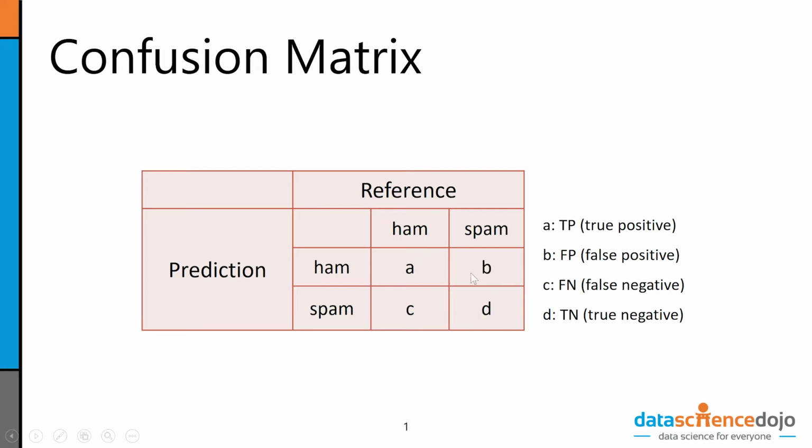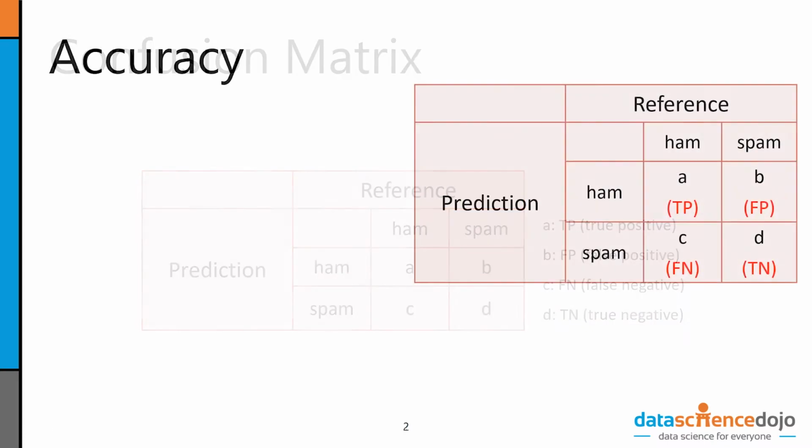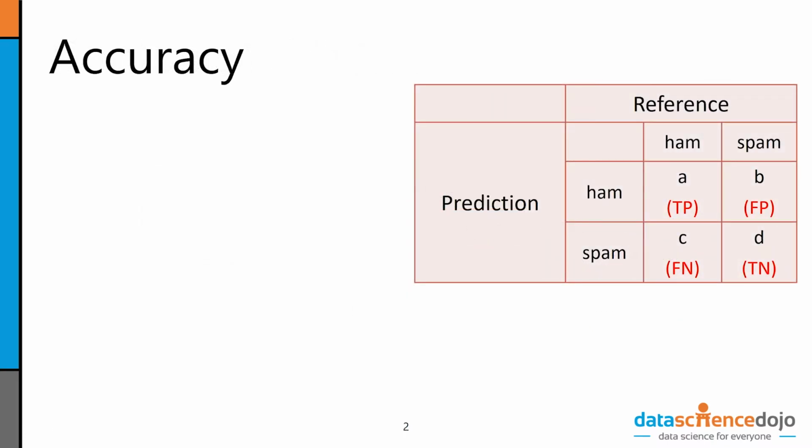This is the stuff I get correct. The stuff I get wrong is the opposite diagonal. Okay, so first up on the hit parade, accuracy. Now you'll notice that I just added the TP and the FP and the FN and the TN here, but otherwise this table is exactly as the one that we saw previously.